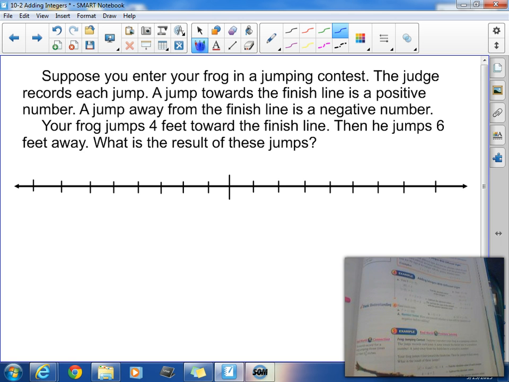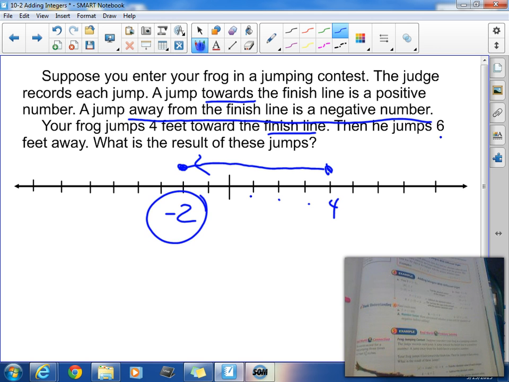Your frog jumps 4 feet towards the finish line. So 4 feet towards the finish line is a positive number. So we're going to go 1, 2, 3, 4. Okay? So our frog jumped 4 feet towards the finish line. Then he jumps 6 feet away. So we're going to have to go back, because it says away from the finish line is a negative number. So we're going to go back 1, 2, 3, 4, 5, 6. We're going back 6 places to negative 2. So my answer, the result, is negative 2.